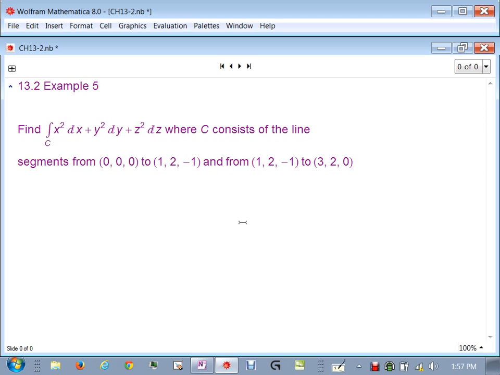And so we can at least try one of these, right? Find the line integral along C of x squared dx plus y squared dy plus z squared dz, where C consists of the line segments from 0, 0, 0 to 1, 2, negative 1, and then from 1, 2, negative 1 to 3, 2, 0. How about this? This curve is actually 2 line segments. Why don't I do it just along one of those, and then you can finish up the rest, okay? I'm just going to do the part that goes from 0, 0, 0 to 1, 2, negative 1.